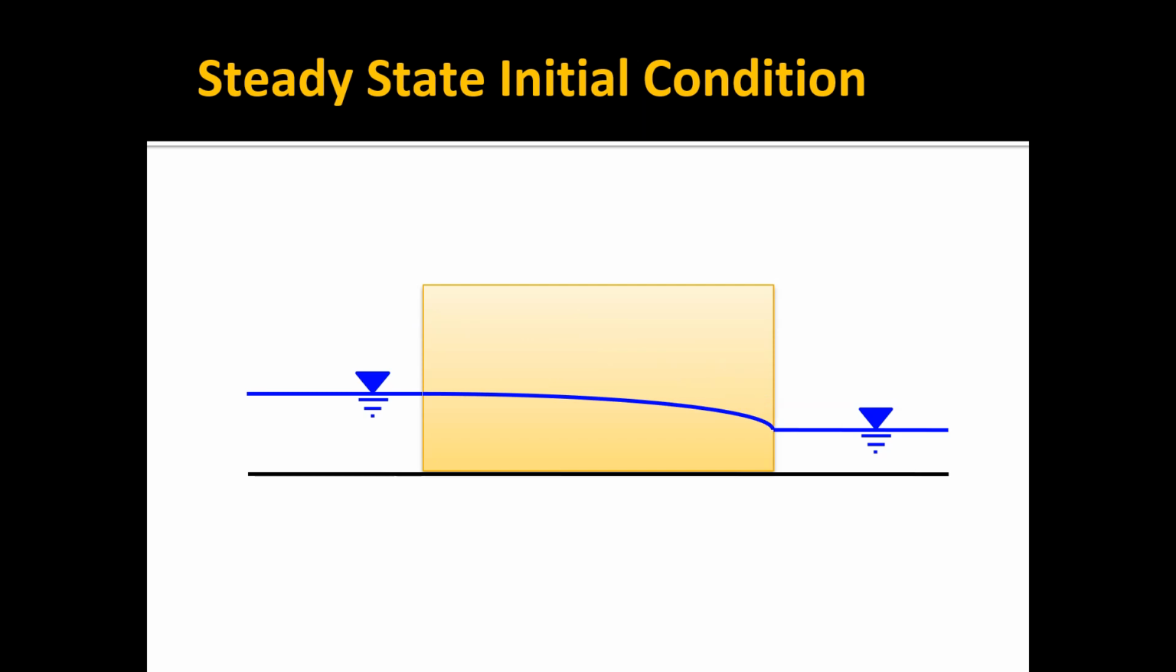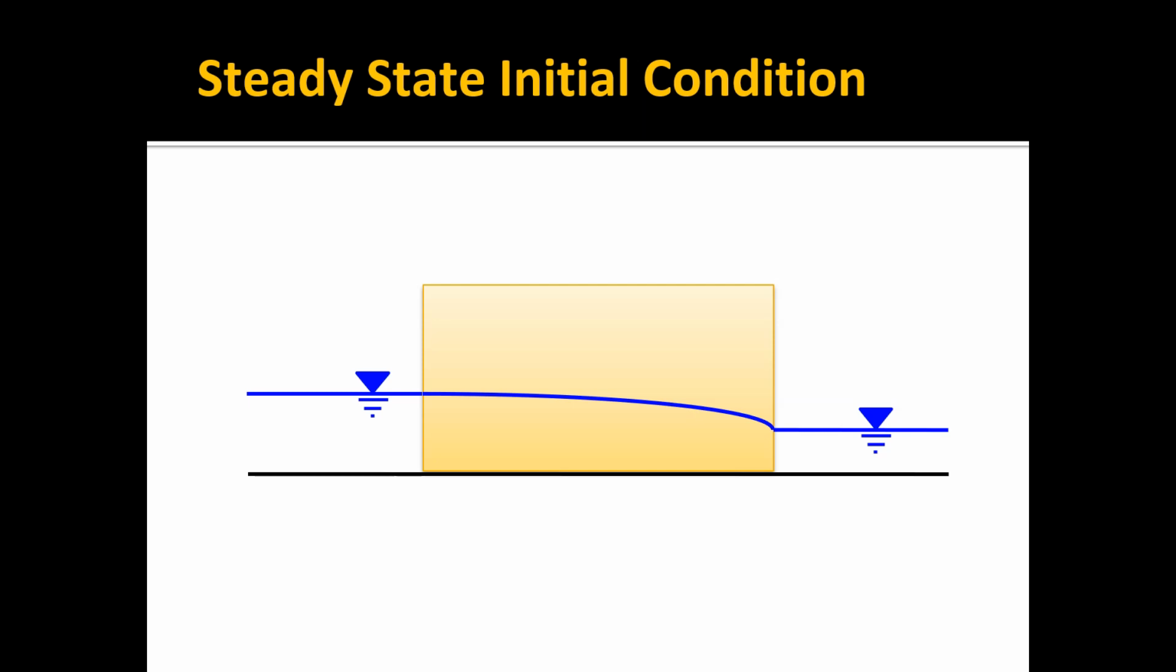So the bottom line is your initial conditions have to be consistent with your stresses and boundary conditions at the beginning of your transient simulation. One way to do that is to take the stresses and initial and boundary conditions at the beginning of your transient simulation, run a steady state solution, and use that as your initial condition.